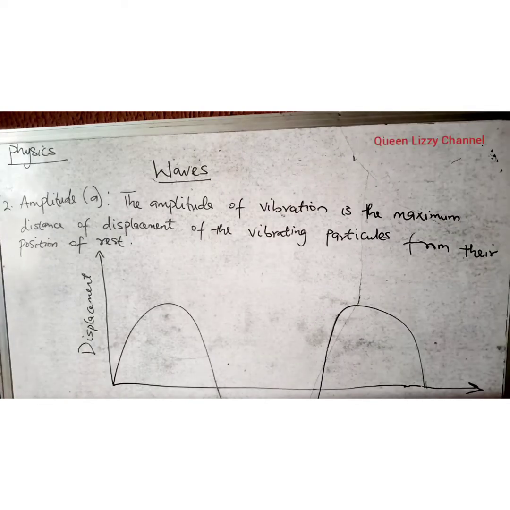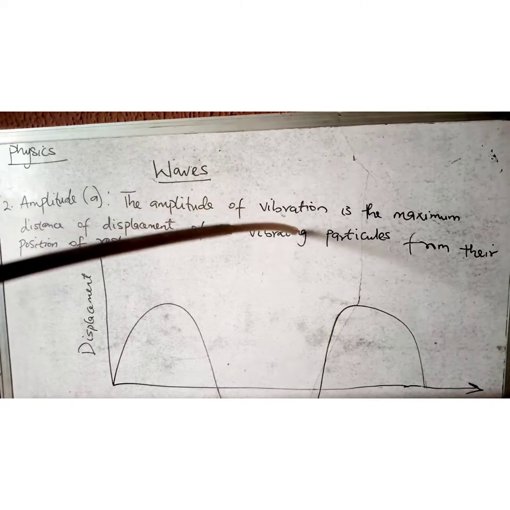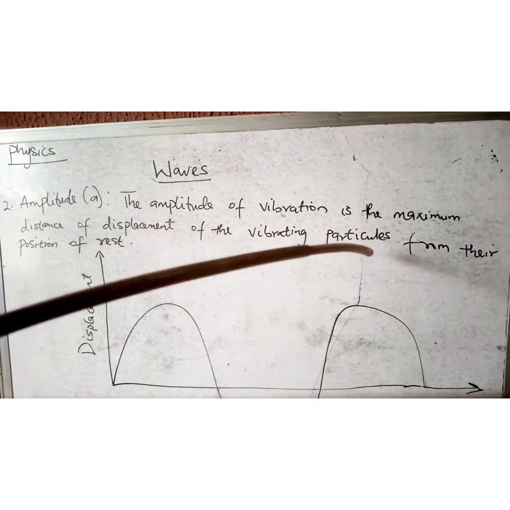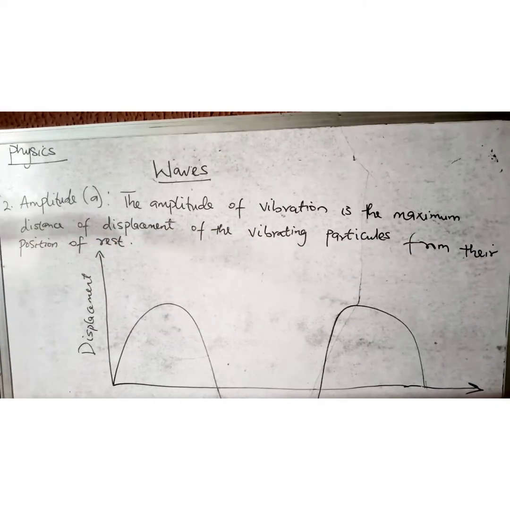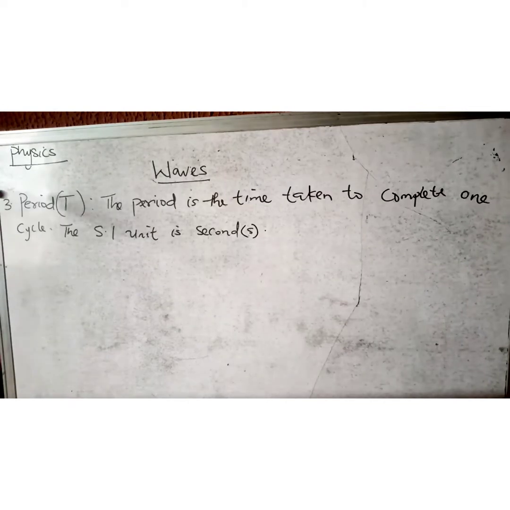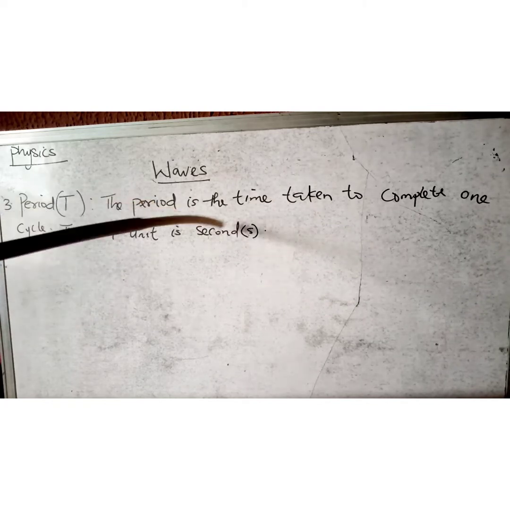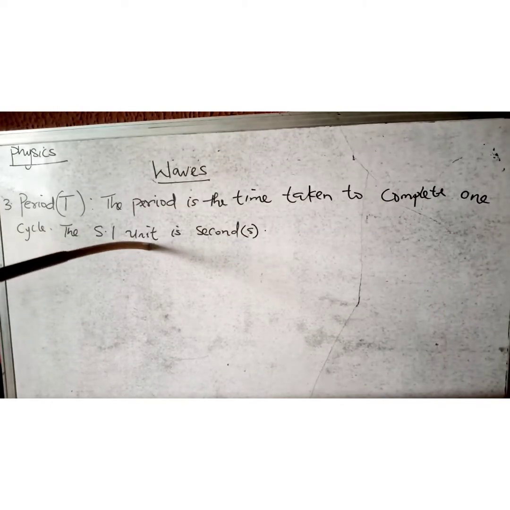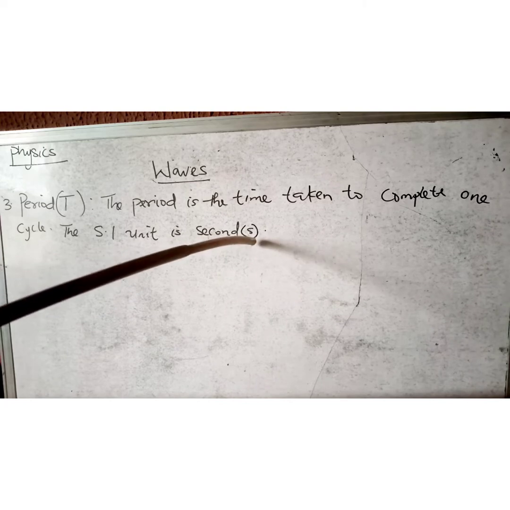The second term is amplitude, as in A. A is the symbol for amplitude, and the amplitude of vibration is the maximum distance of displacement of the vibrating particles from their position of rest. The third one is period, and the symbol for period is T. The period is the time taken to complete one cycle, and the SI unit is seconds.